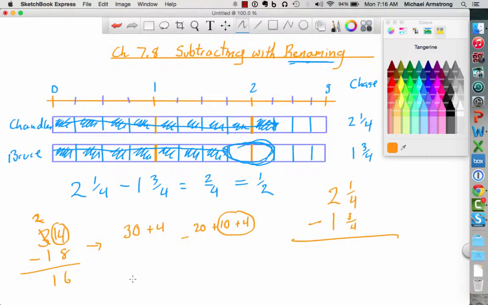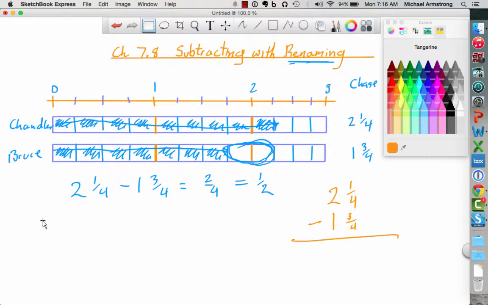And we get 16. Now when we do it with fractions, it's a little different, because I can't just cross this out and write a 1 over there. It's not 11/4. It's something different, and I have to show you why. Let me get rid of this, but keep this in mind, because this is a big concept. All right, so we're going to rewrite 2 1/4 minus 1 3/4.